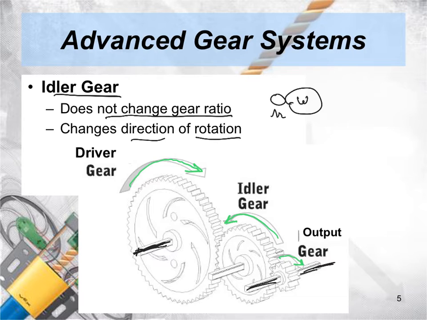Or you want to make sure the gear attached to the wheel and the gear attached to the motor are spinning in the right direction. So you might use an idler gear to do that. Those are just a few examples. But remember, an idler gear does not change the gear ratio. All it does is change rotation.